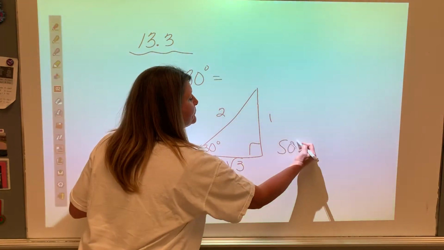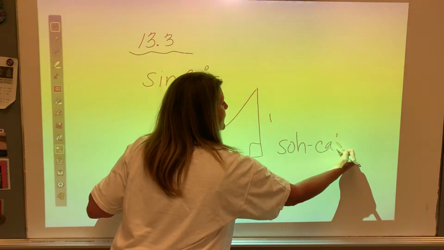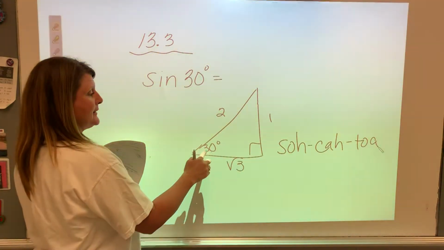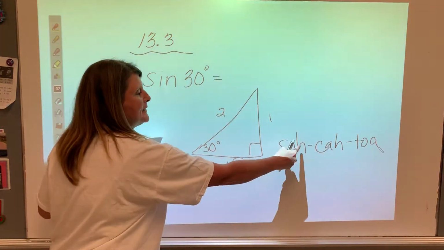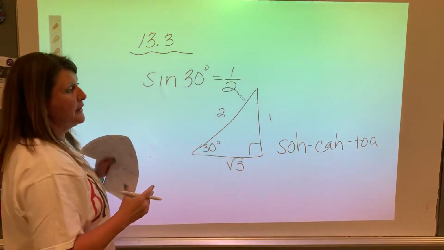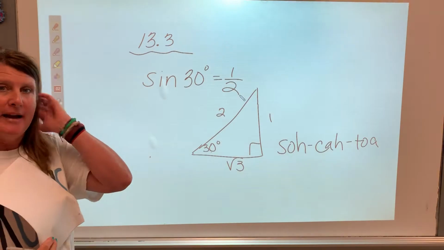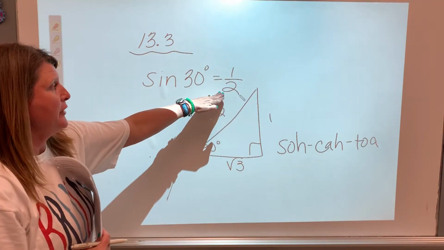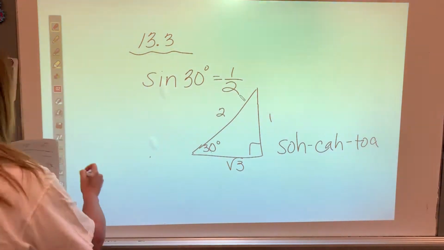And then, because of SOHCAHTOA, we said the sine would be equal to the opposite over the hypotenuse, so opposite over hypotenuse. So the sine of 30 degrees is 1/2. So that's how we found the trig ratio without a calculator.